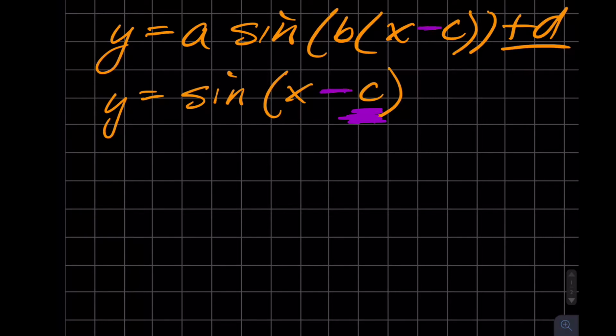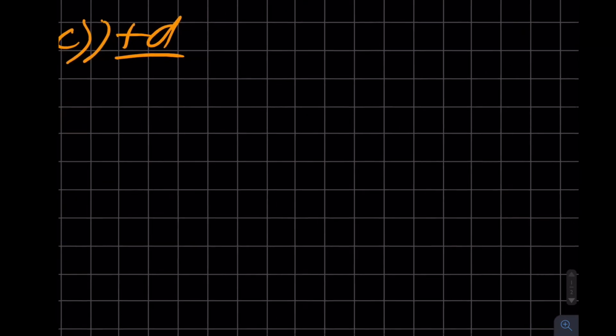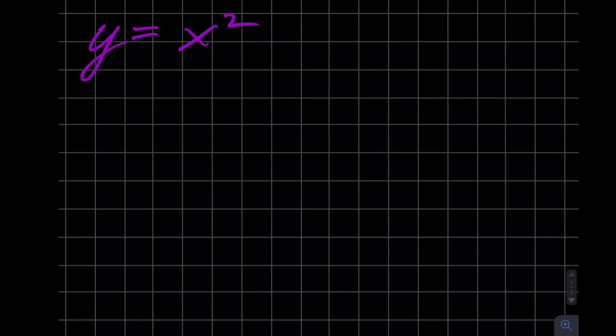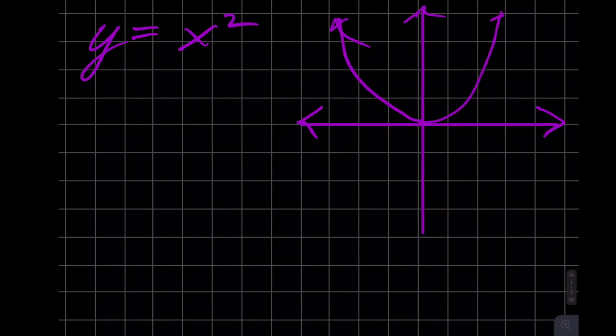So this c works exactly like a parabola, and we'll go over here to the right and look at that again. So if I have a parabola y equals x squared, that again looks like this, or something like that, right?